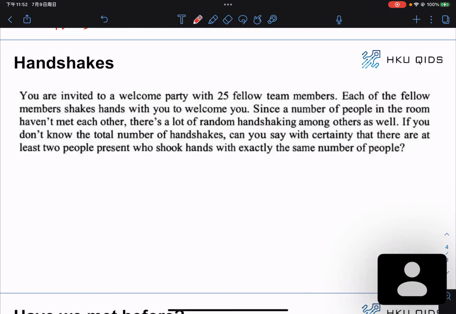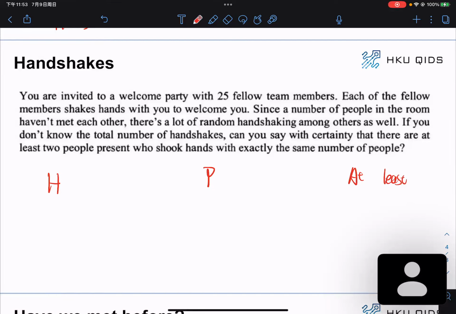Since the people in the room haven't met each other, there are a lot of random handshakes among the others as well. So you don't know, maybe there are two other friends who keep shaking hands with each other. And because we don't know the total number of handshakes, can you say with certainty that there are at least 2 people present who shook hands with exactly the same number of people? So again, pigeonhole, at least.